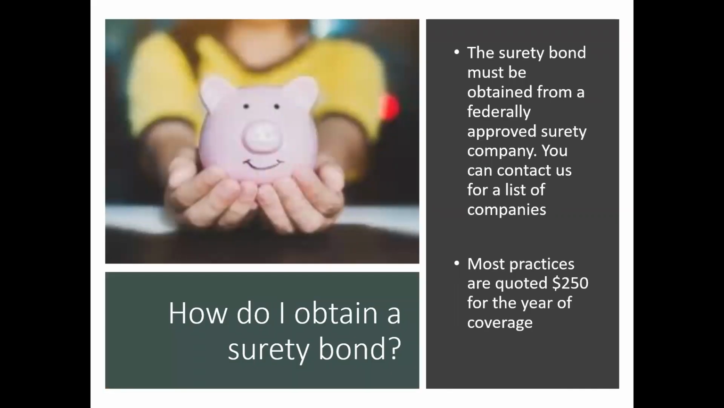The surety bond must be obtained from a federally approved surety company, and you can contact us. We have a couple companies that we work with that we can send you their information. With the companies we work with, most practices are quoted about $250 or so for a year of coverage.